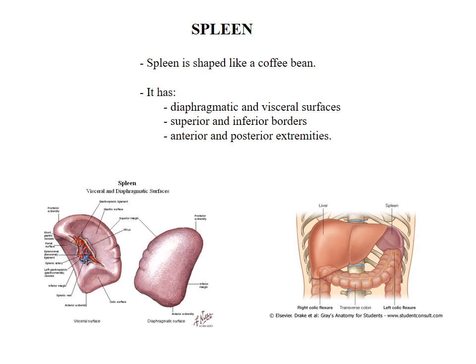Spleen is shaped like a coffee bean, and it has two surfaces, two margins and two extremities. The surfaces are the diaphragmatic and visceral surface, the margins are superior and inferior, and the extremities are anterior and posterior.